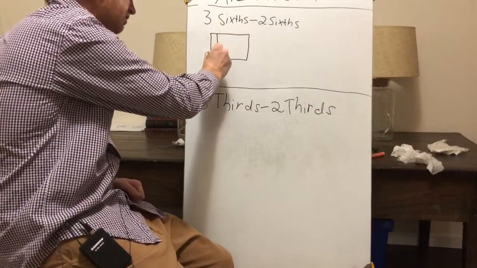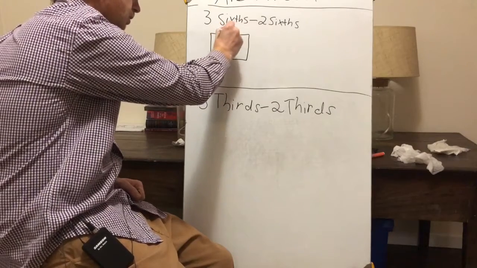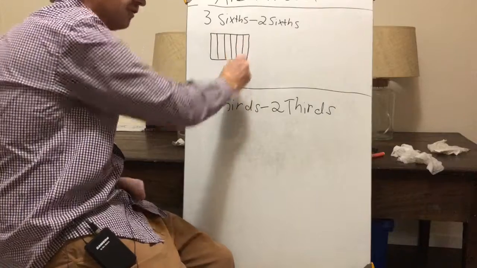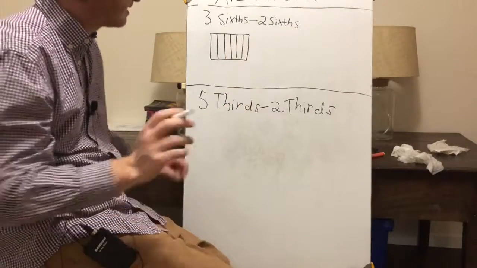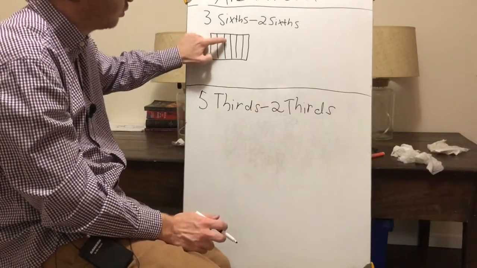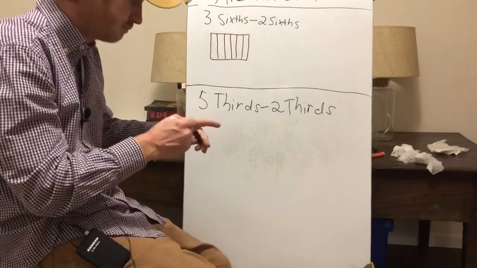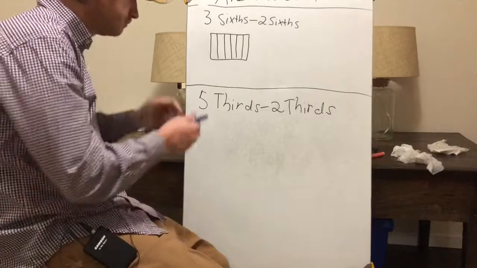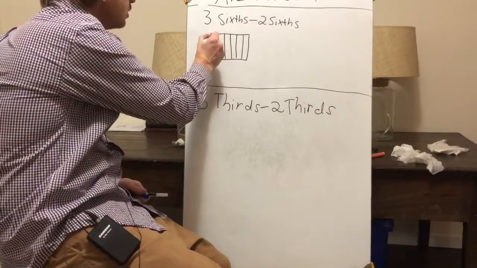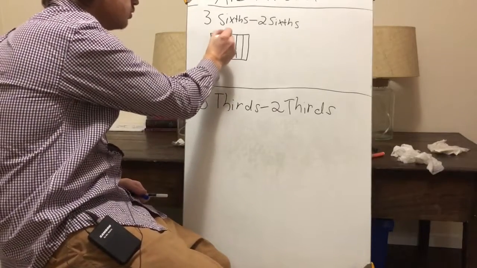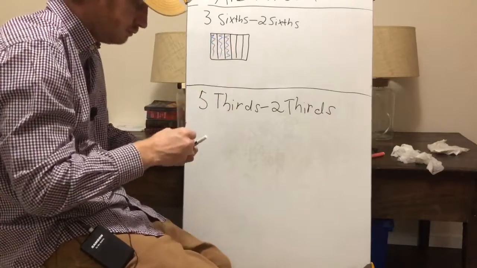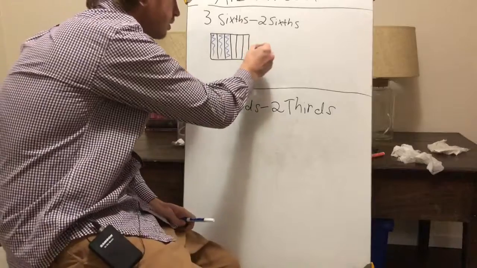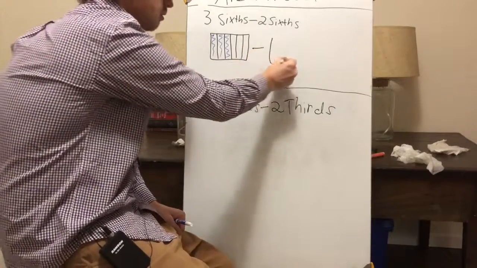I need 6 parts: 1, 2, 3, 4, 5. Remember, not 6 lines, 6 parts. 1, 2, 3, 4, 5, 6. And then I'm going to color in 3 of them: 1, 2, 3. And then we're going to subtract, or minus, 2/6.